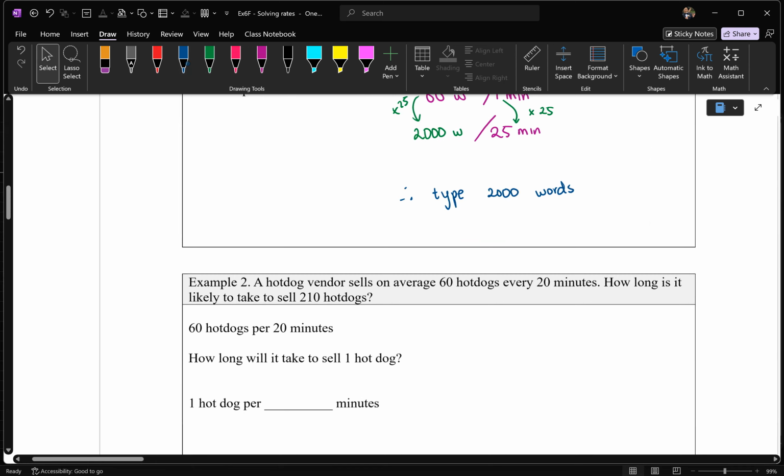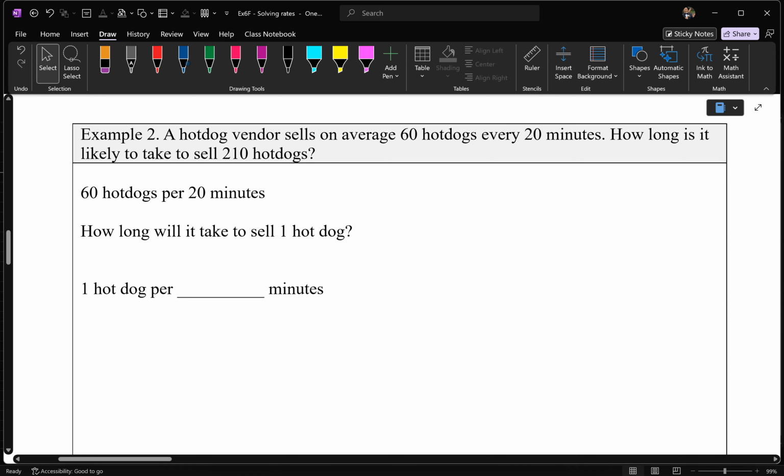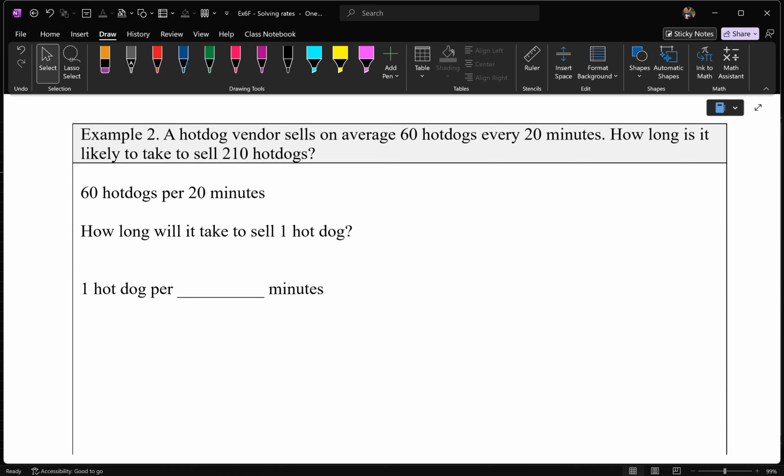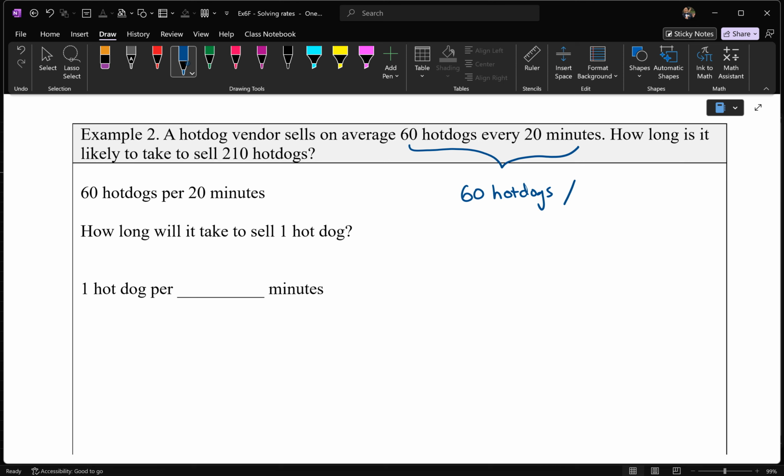All right, pretty straightforward for example 1. Let's have a look at the second one now. Example 2 says a hot dog vendor sells on average 60 hot dogs every 20 minutes. Okay, so that must be the rate. So there are two quantities there. So 60 hot dogs per 20 minutes. Okay, how long is it likely to take to sell 210 hot dogs? So 210 hot dogs, how many minutes would that be?